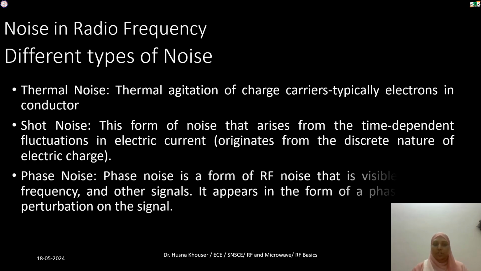And shot noise. Shot noise is nothing but the short fluctuation of electrical pulses. This form of noise arises from the time dependent fluctuation in electric current. So it originates from the discrete nature of electric charges.